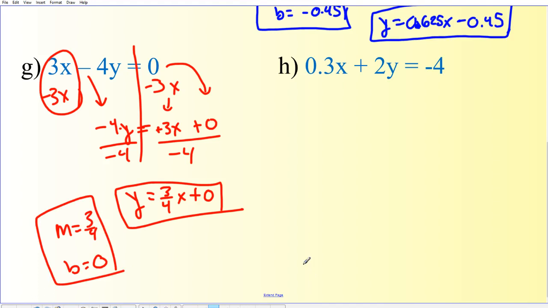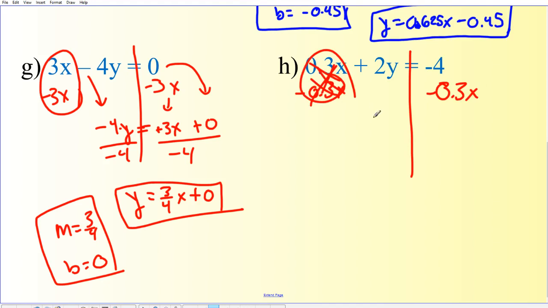I think this is the last one of these. I'm excited. I'm ready to move on to another topic here. So, we're going to get rid of the x piece first. Subtract 0.3x on both sides. These cancel. Gone, gone, gone.